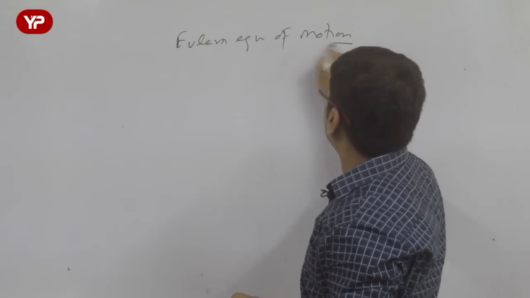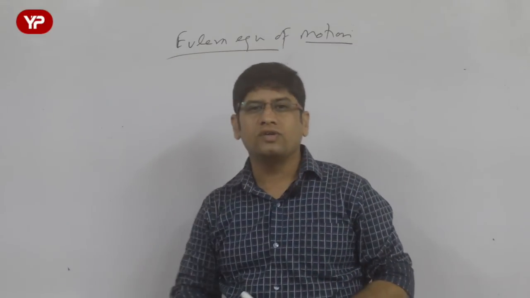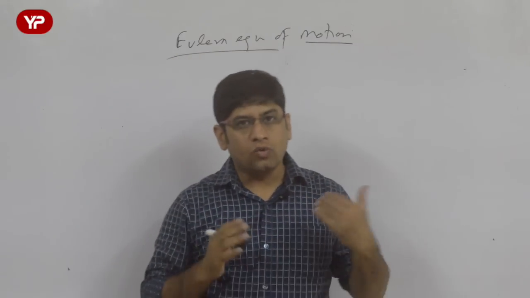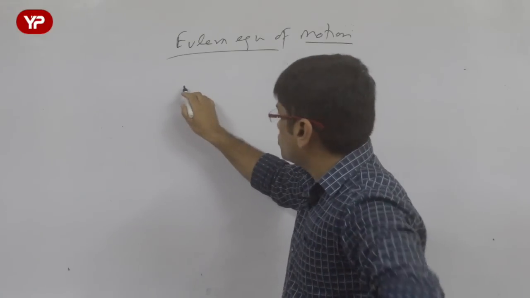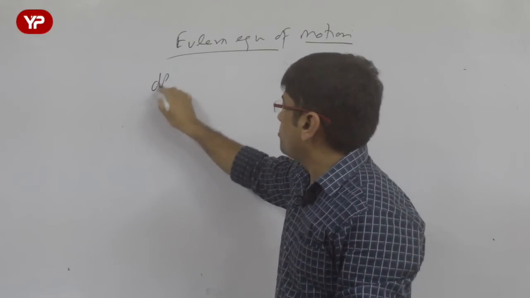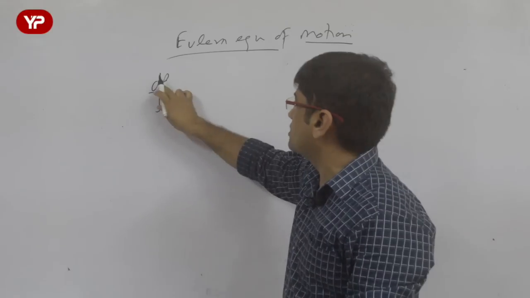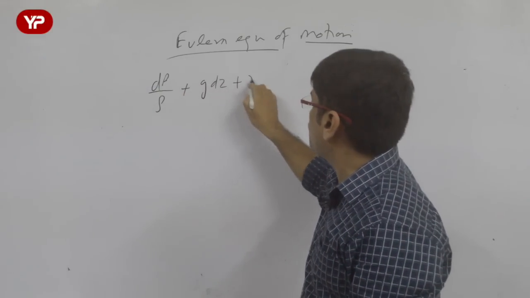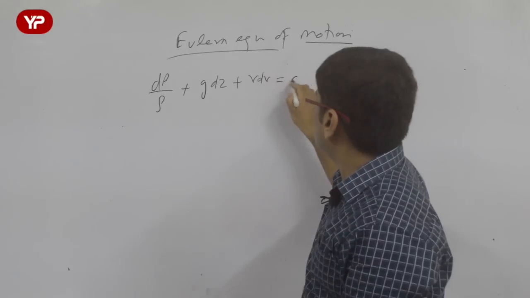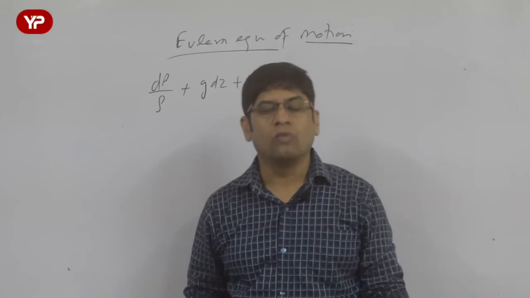Remember that Euler is the equation of motion, whereas Bernoulli is the equation of energy. Equation of motion, equation of energy. Now what is Euler's equation of motion? Let me give you the equation. I am not going to give you the derivation for that, that is not required. dp/rho + g dz + v dv = 0. That is the equation of motion.